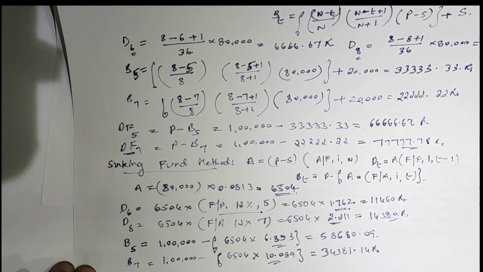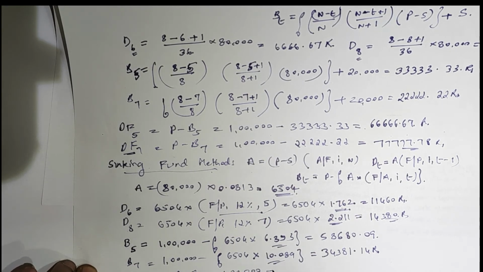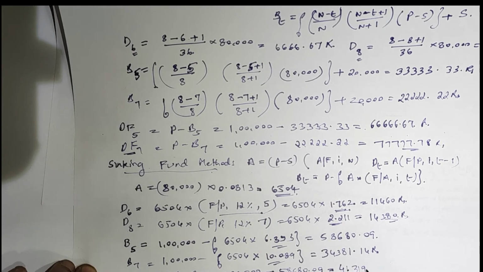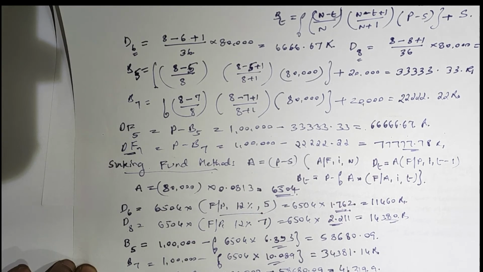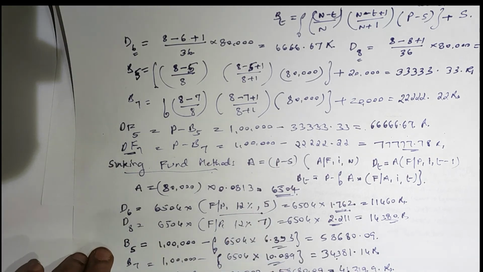And similarly, depreciation fund for the 5th year is P minus book value of the 5th year: 1 lakh minus 58,680.09. So you get it as 41,319. Similarly, for the 7th year, it is 1 lakh minus 34,381.14, B7. It is equal to 65,618.90 rupees. Write the unit every time. So that is how for the sinking fund method you can directly use the formula.